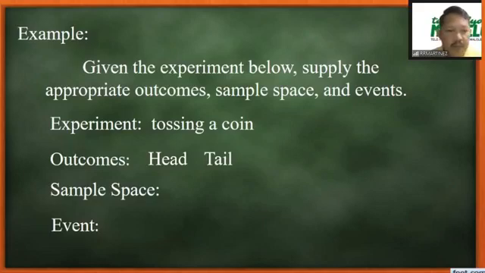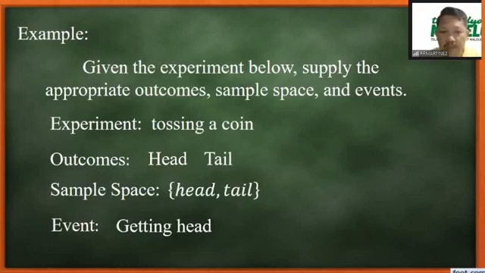Now, the sample space. Our sample space here is head and tail, because the sample space is the set of all outcomes in an experiment. And what would be the events for this experiment? The possible events are getting head and getting tail. Therefore, there are two events here: the first event is getting a head and the second event is getting a tail.